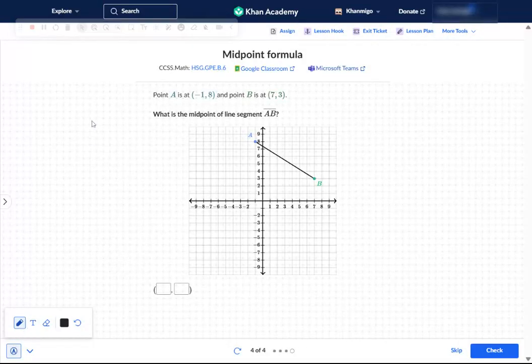Hi guys, we're looking at your 3.1 homework from Khan Academy, looking at the midpoint formula. All right, so there are two different ways that we can approach this specific problem.